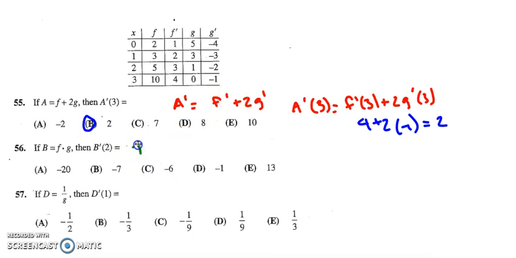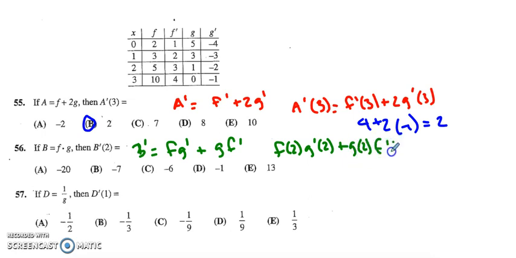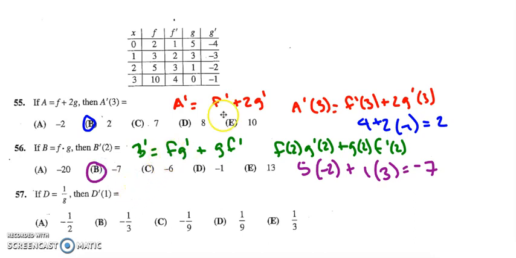For the next one, we have to use the product rule. So B prime equals f times g prime plus g times f prime. Then I evaluate at 2. So I need f of 2 times g prime of 2 plus g of 2 times f prime of 2. When I plug in f of 2, I get out 5. g prime of 2, I get out negative 2. g of 2, I get 1. And f prime of 2, I get 3. So I have negative 10 plus 3 is negative 7, and my answer is once again B.